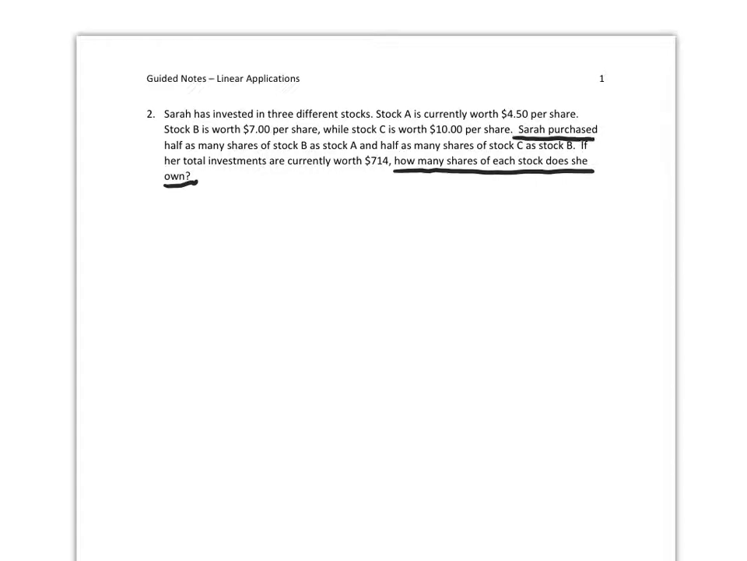Sarah purchased half as many shares of stock B as stock A. So that means B, half as many, would be 1/2 A. Okay?